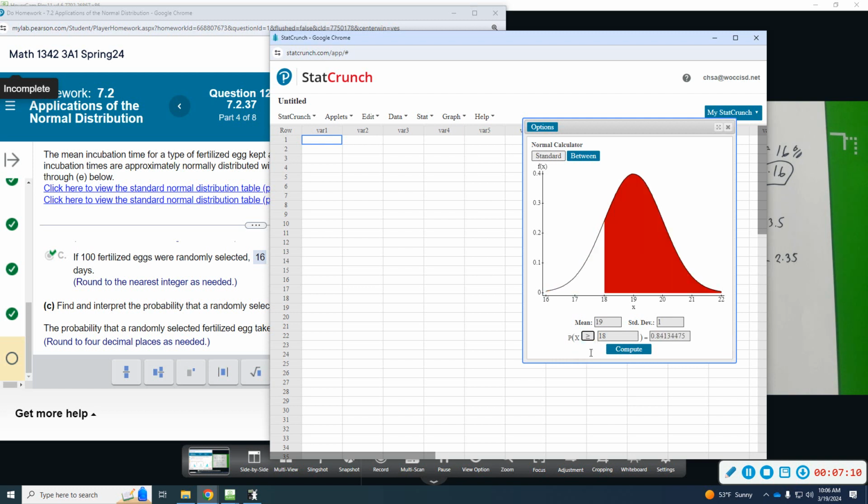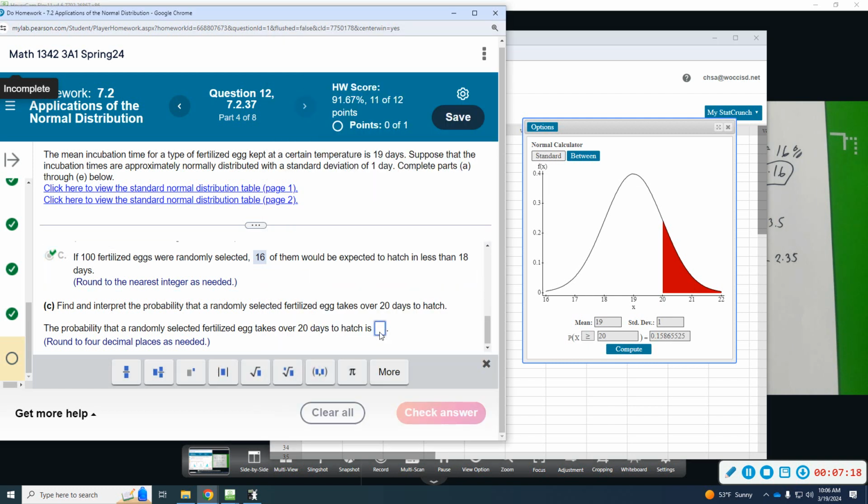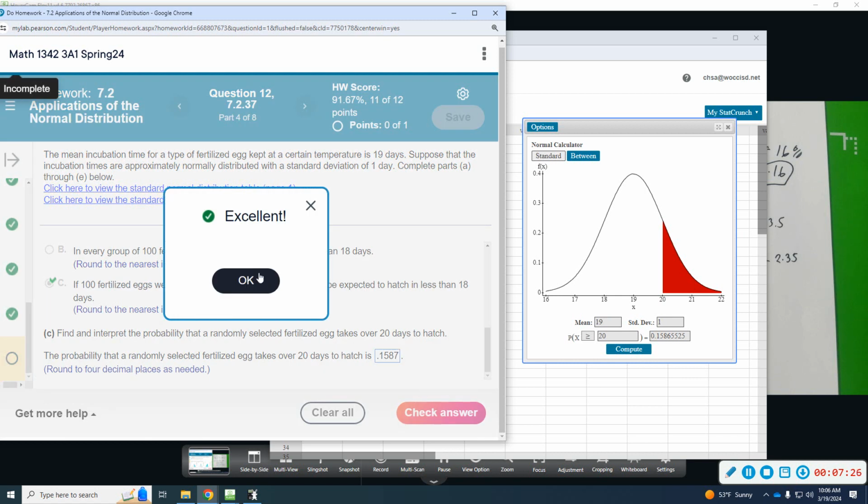So let's say greater than 20, just to show you, same thing. 0.1586 when we round up, 0.1587. So here I'm going to put in 0.1587. Same thing, it's just on the opposite end. Okay, and it accepts that as well.